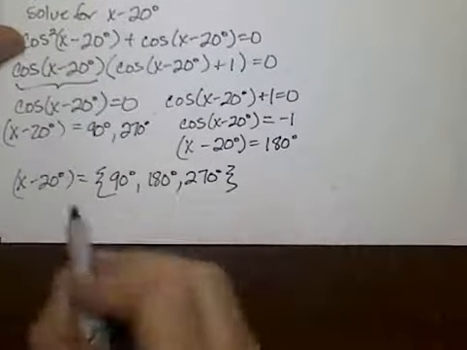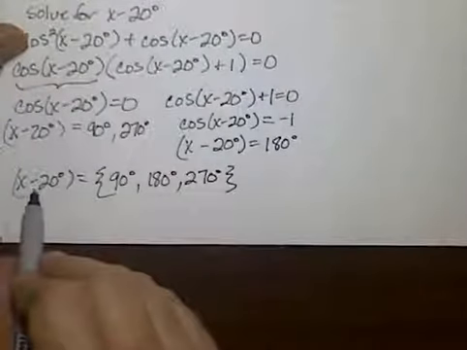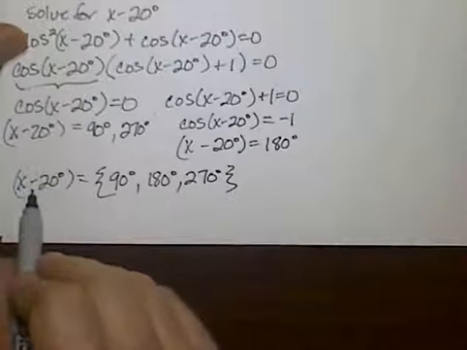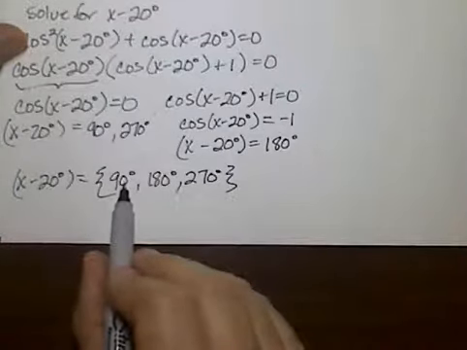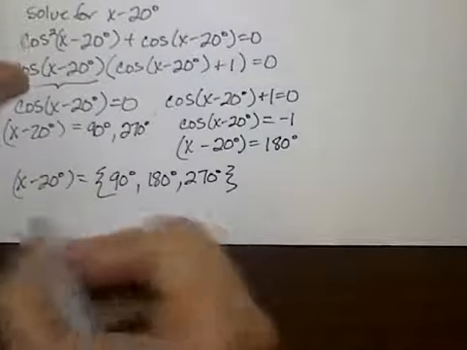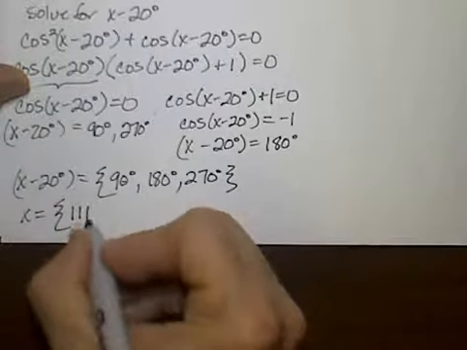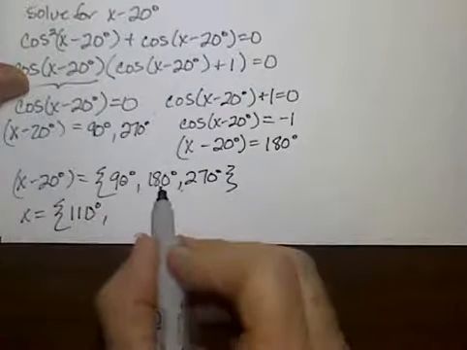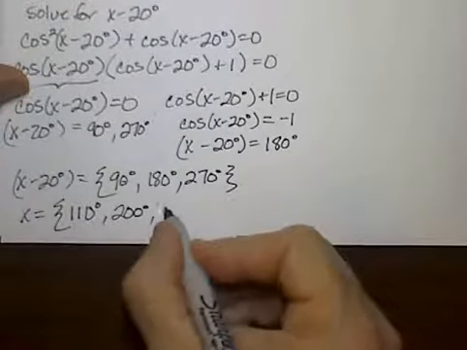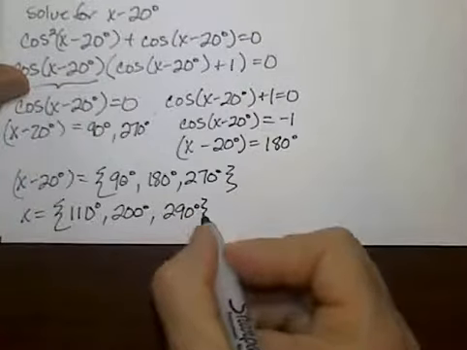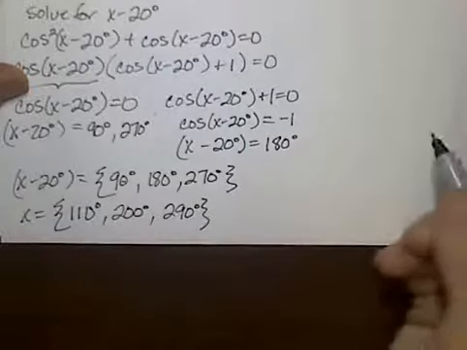Now that we've got the solutions for that, we can actually solve for x. This time, instead of multiplying or dividing, to solve for x, we just want to add 20 degrees. So we want to add 20 degrees to each one of these three. If we add 20 to 90, that gives us 110. If we add 20 to 180, we get 200 degrees. And if we add 20 to 270, we get 290 degrees. Those are our three solutions that we would get between 0 and 360 degrees.